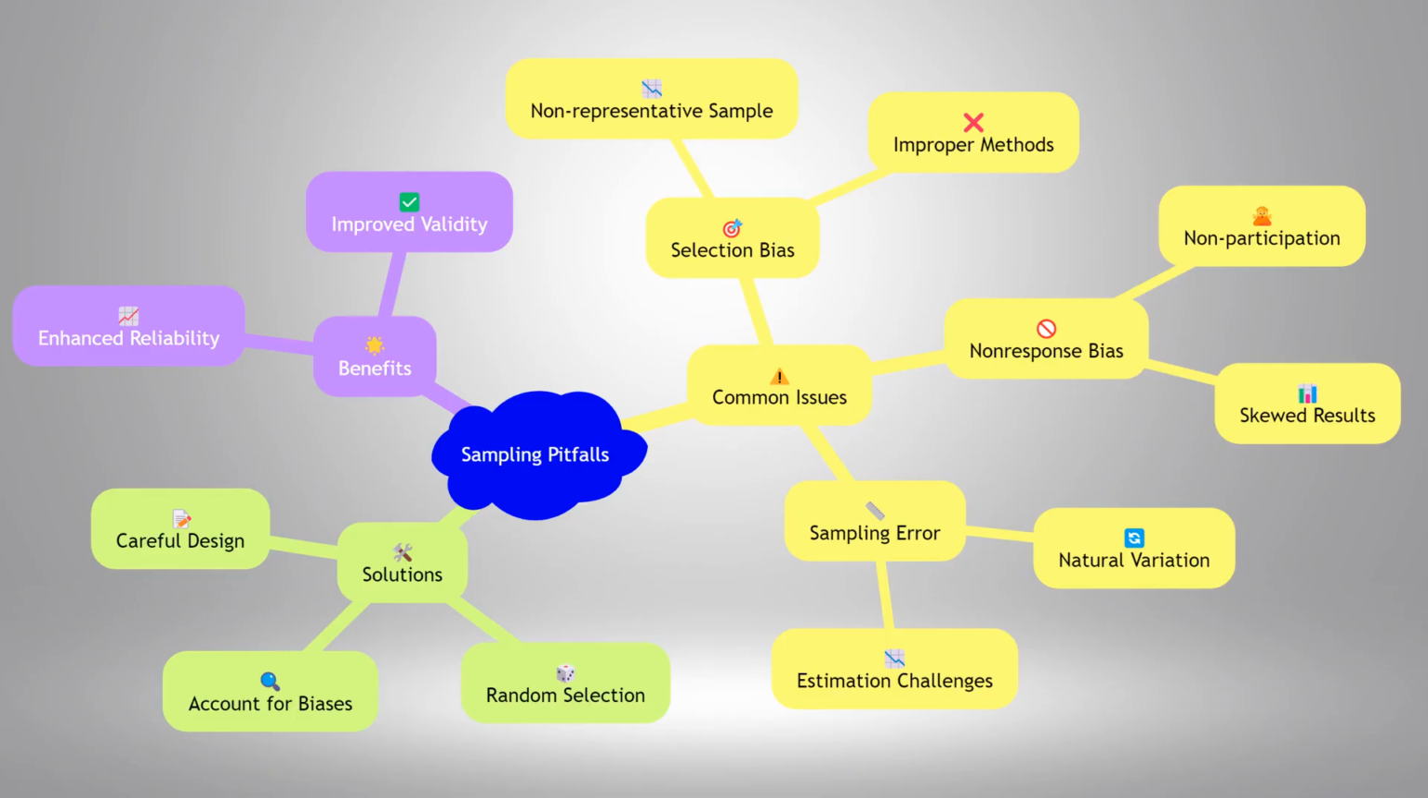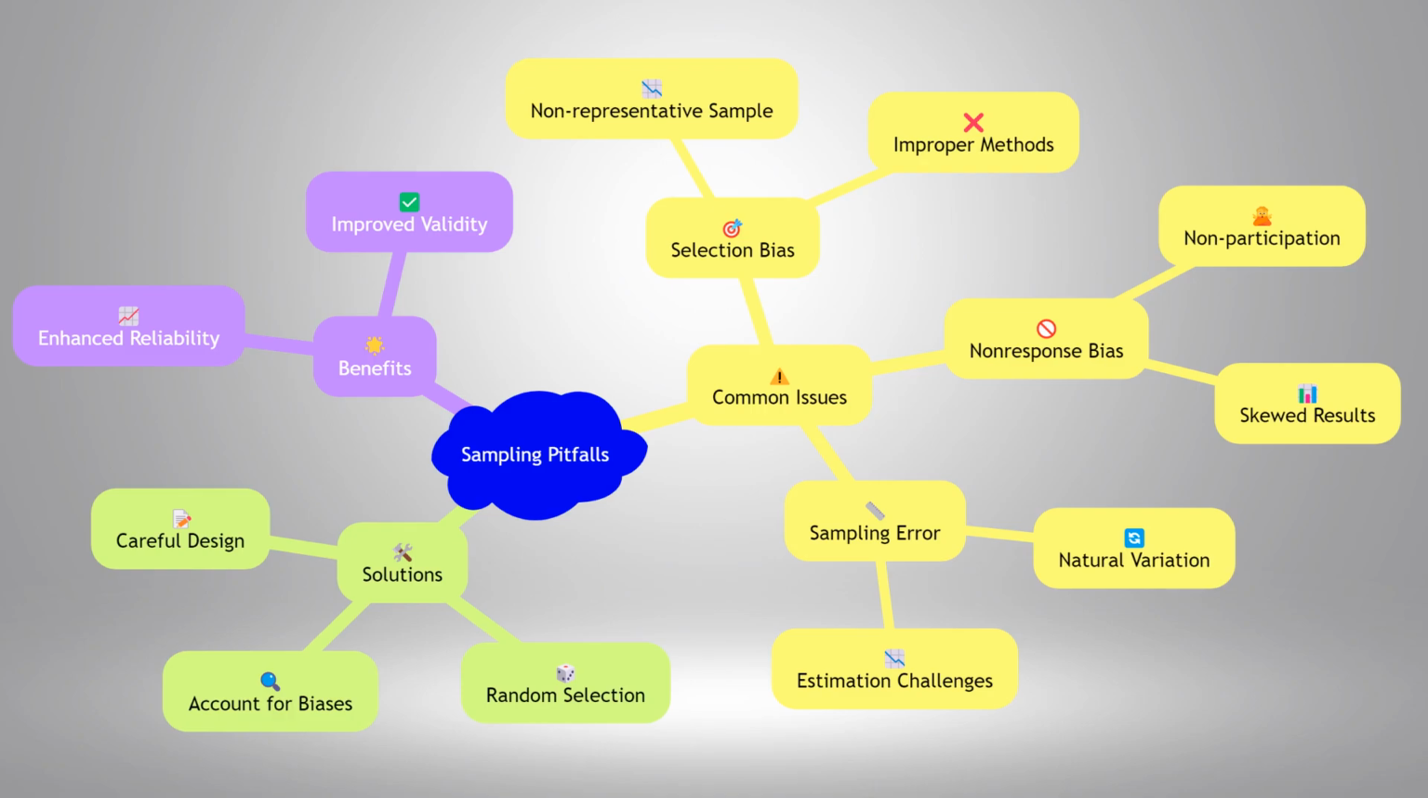While sampling is a powerful tool, it is not without its pitfalls. Common issues include selection bias, non-response bias, and sampling error. Selection bias occurs when the sample is not representative of the population, often due to improper sampling methods. Non-response bias arises when certain individuals do not participate, skewing the results. Sampling error is the natural variation that occurs when a sample is used to estimate population parameters.